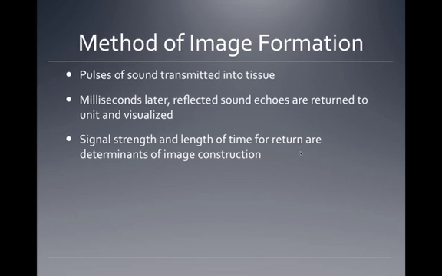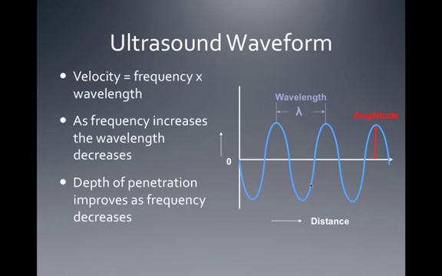All right, so how does it go about working? We're sending pulses of sound transmitted into the tissue. Those things are reflected back from different density structures that are there, in the body. Those are returned to the unit, processed through the computer, back to that same old analog to digital conversion. Can't get away from that stuff. And then how strong that signal was and the length of time that it took for return are how the computer then makes the image.